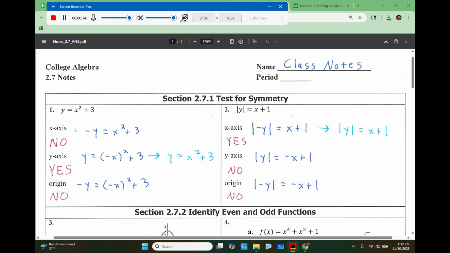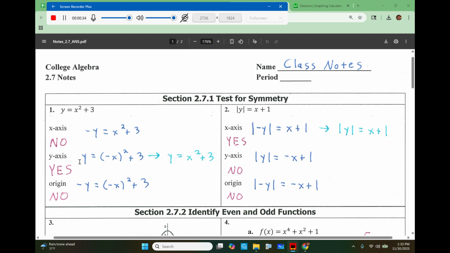So there's three tests, and what you do is, in order to test for x-axis symmetry, you replace the y with a negative y. And if you get the same exact original equation, then that relation has that symmetry. So if I do replace the y with a negative y, this is not the same thing. So that does not have x-axis symmetry.